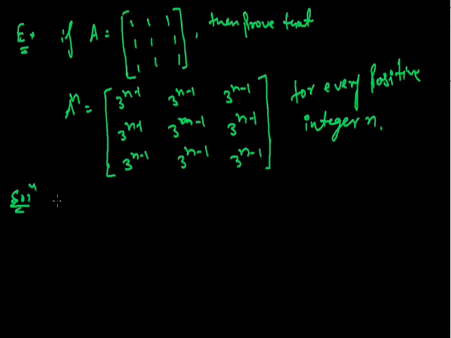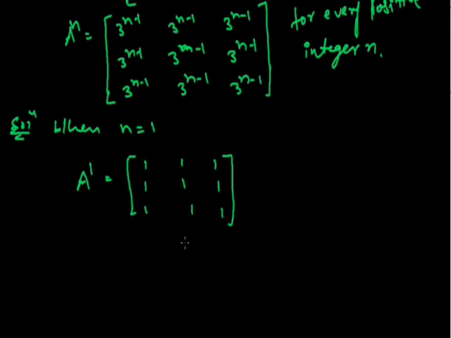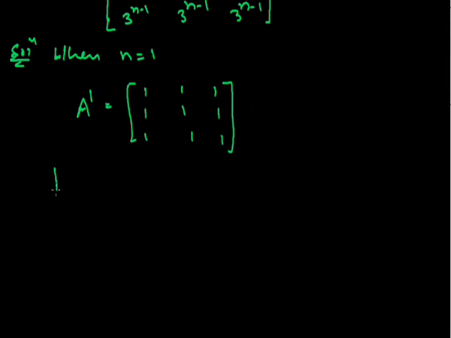Solution. Now again this problem is solved by using the principle of mathematical induction. When n equals 1, A power 1 is the matrix with every entry 3 power 0, which is 1, so the matrix of all ones. So this result is true for n equal to 1. Then let the result be true for n equal to m.